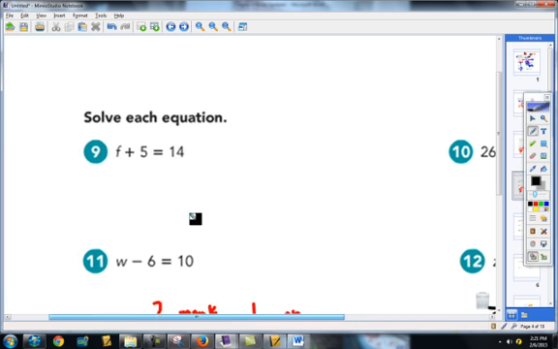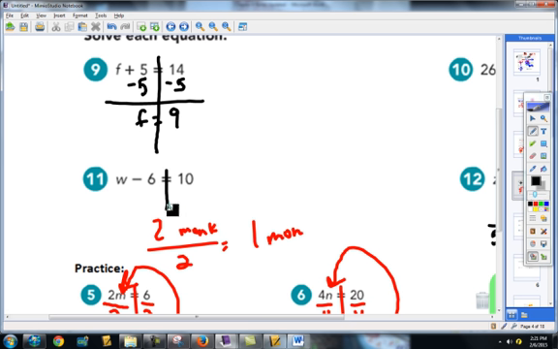Okay. This one here, draw the line. 5 is being added to f, so we're going to subtract 5. So now we know that f is going to equal 9. Okay. Here we go. I draw my line. W minus 6, so that means 6 is being taken from w, so I'm going to add 6. And W is going to equal 16, and plug it in.